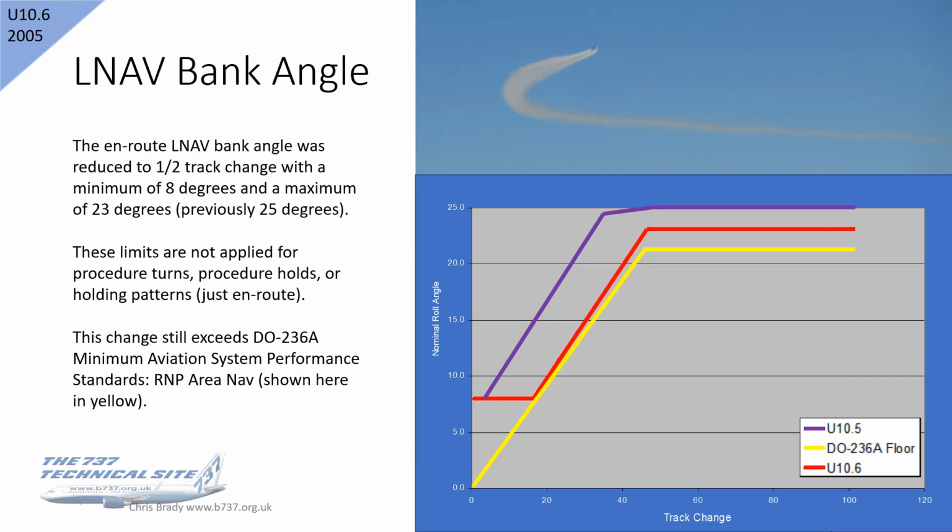The yellow line there is the DO236. I think it's version A. If you are ever having difficulty sleeping, then Google and download this document. It's the minimum aviation system performance standards for RNP area nav. It's a real chunky document that lists all the standards and criteria that aircraft and RNAV approaches have to meet. So basically, this is still compliant, but it's reduced the bank angle limits.